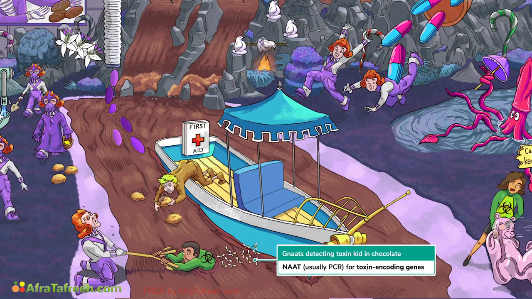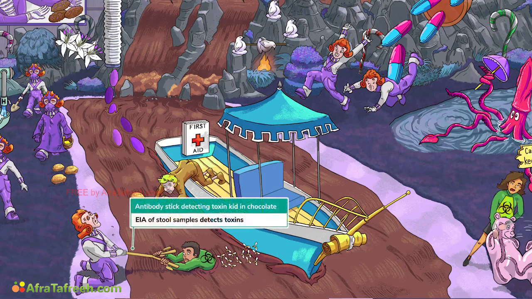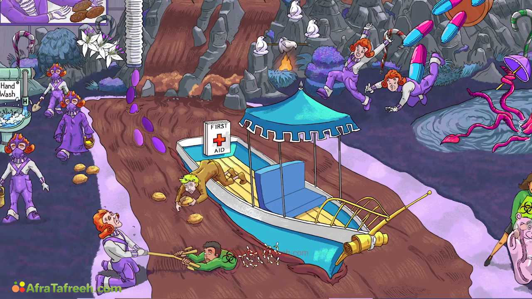PCR is a type of nucleic acid amplification test, otherwise known as NAT, which is why we've included a swarm of gnats above this unfortunate toxin kid. And take a look at the oopsie-poopsie trying to pull him out of the river with an antibody stick. The second type of test, EIA, or enzyme immunoassay, uses antibodies to detect the toxins themselves.